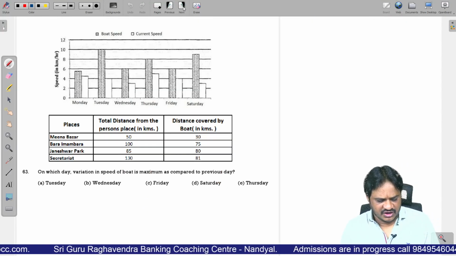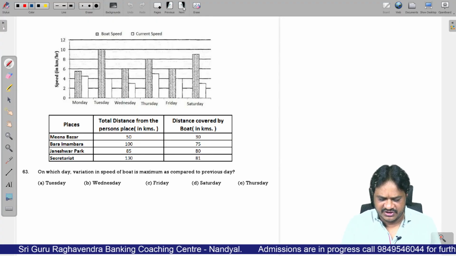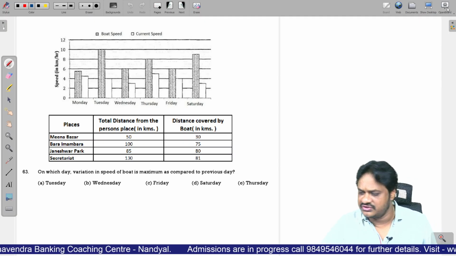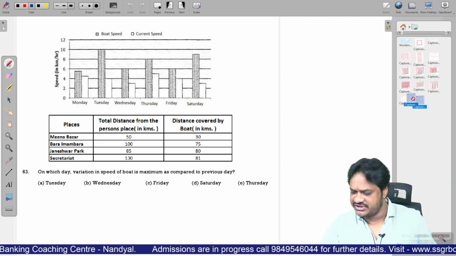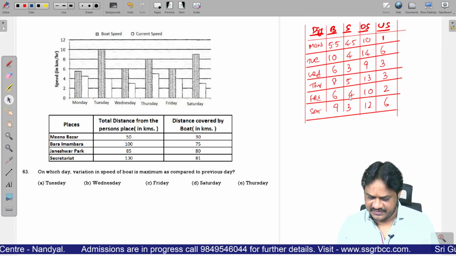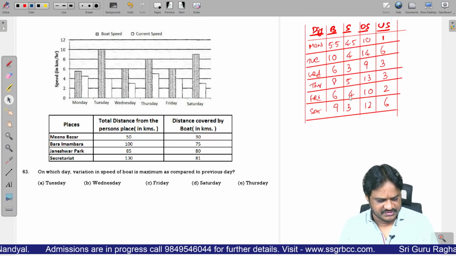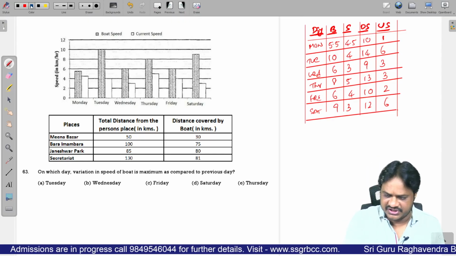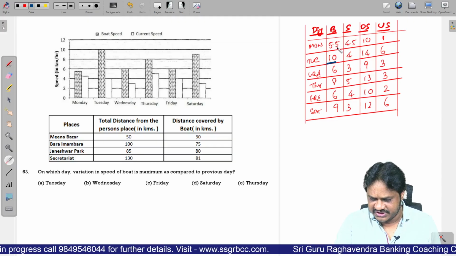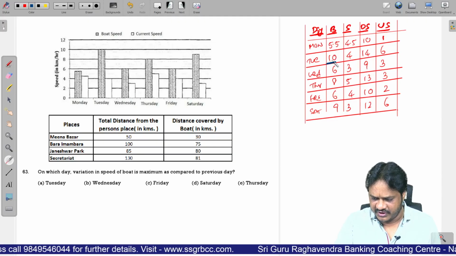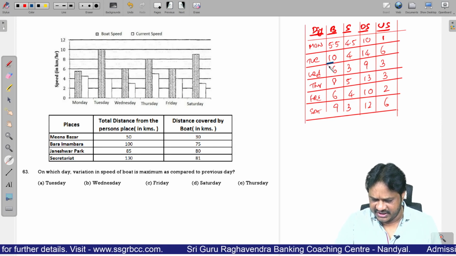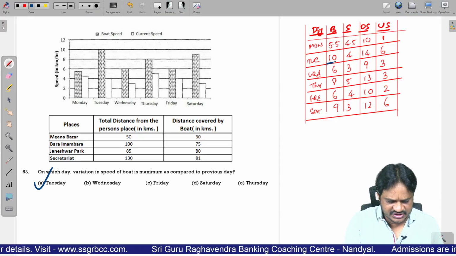Next. On which day is the variation in the speed of the boat maximum when compared to the previous day? Now this is the question. It is clearly Tuesday. See, let us see Tuesday. It is 10. Previously boat speed is 5.5. It is increased by 4.5. So it is the highest increase which we cannot observe on any day. So clearly the answer is Tuesday.